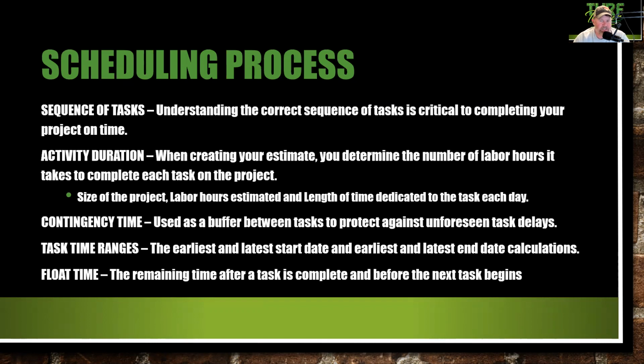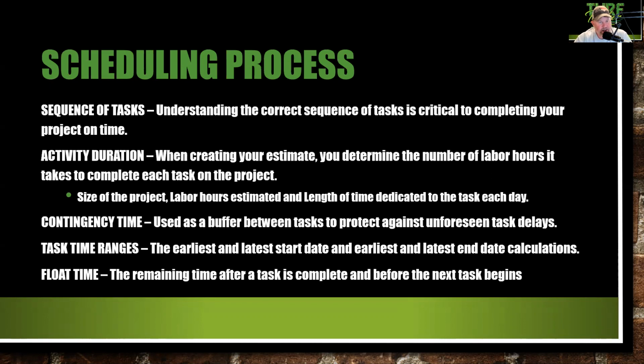Now, scheduling process. Sequence of tasks. Understanding the correct sequence of tasks is critical to completing your project on time. You need to know step 1, step 2, step 3. This all starts with bidding the job. You get a landscape plan. You're actually going to bid the hardscapes, the retaining walls, and things of that nature first. Then you're going to estimate the trees, then the shrubs, then the irrigation, then the turf grass, then the mulching and annuals. So have a process, step by step. How you estimate it is how you should actually build it.